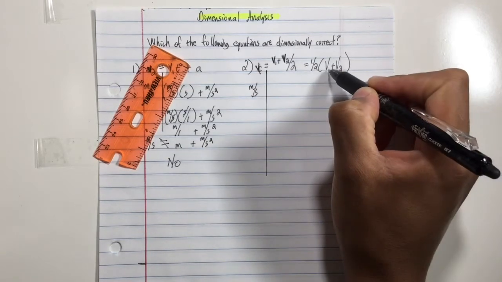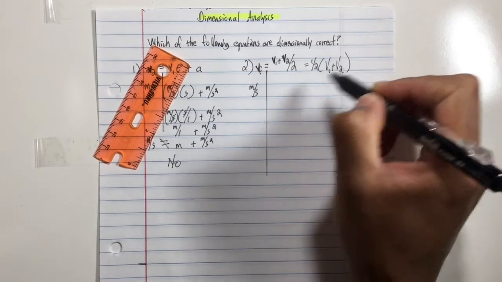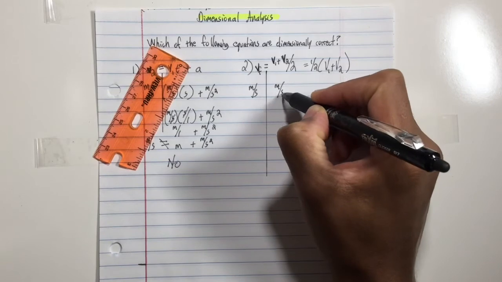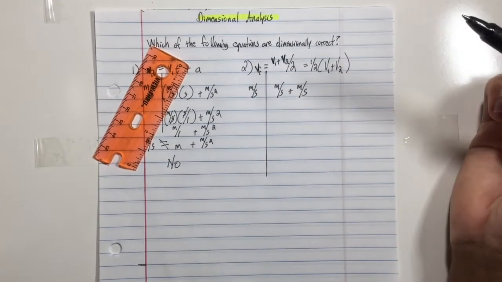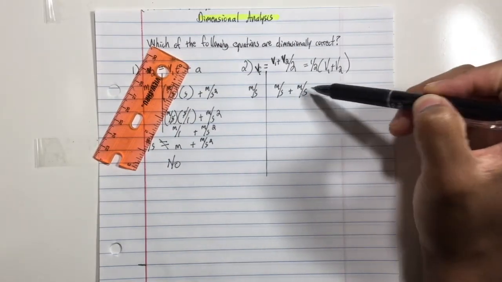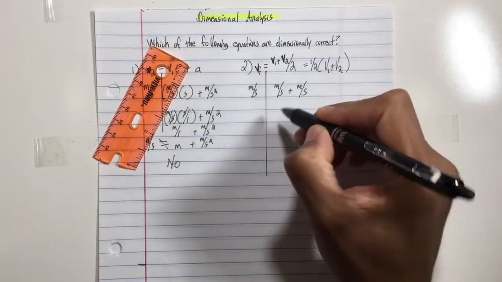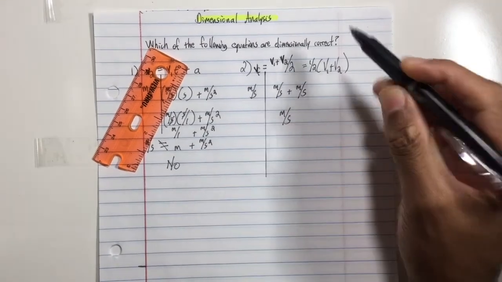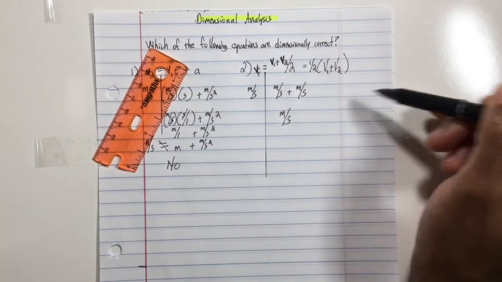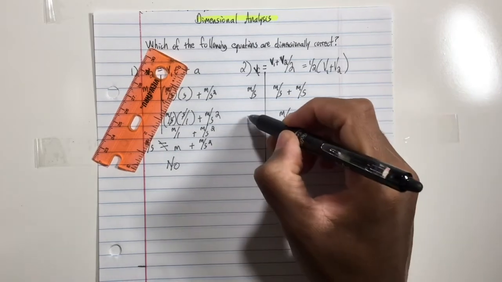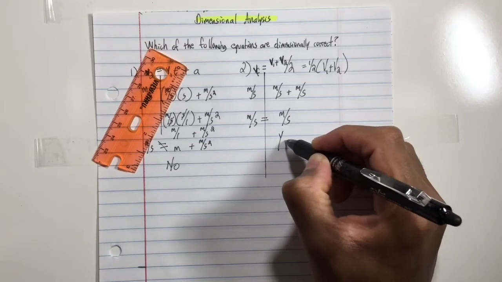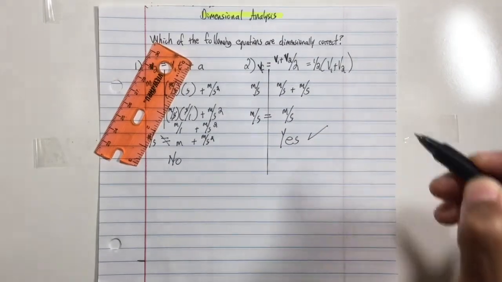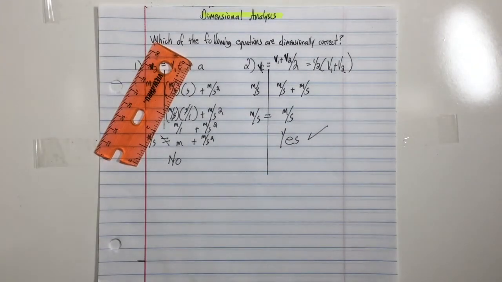And I have a velocity unit plus another velocity unit. Meter per second plus a meter per second. Okay. So if I combine the terms here, I'm going to have a meter per second. A meter per second plus a meter per second will give me another meter per second. So this is equal. Yes. So this does check out. All right. Okay, let's look at another one.